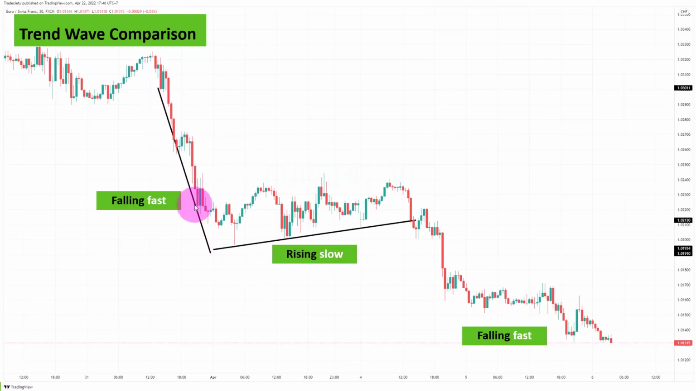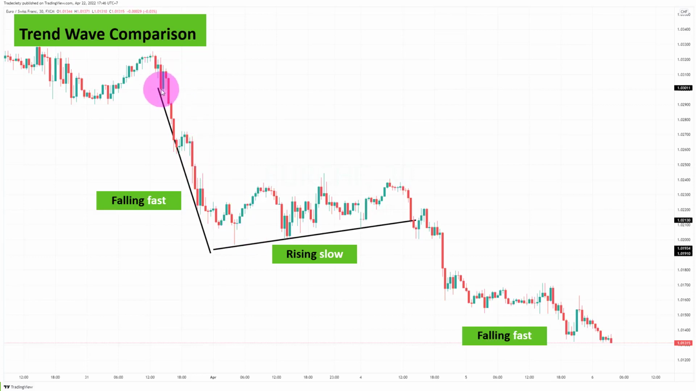So in this case, we have a lot of sellers here in the initial part, and we don't have a lot of buyers in the second part. And this is a very important piece of information, because trends, as I've said many times, don't just take off, rise and fall in one straight line, but there's always this back and forth. And to understand this back and forth is one of the keys for trend continuation and trend following trading.